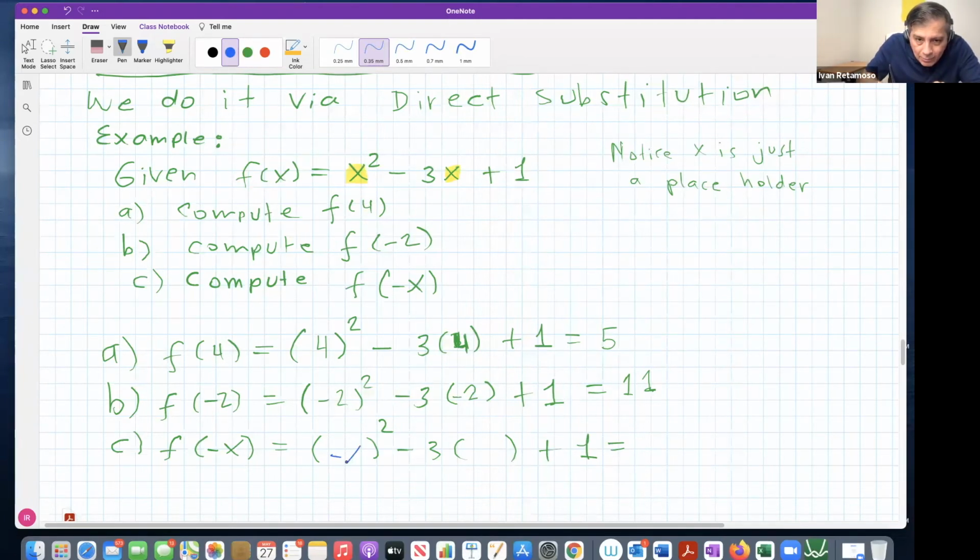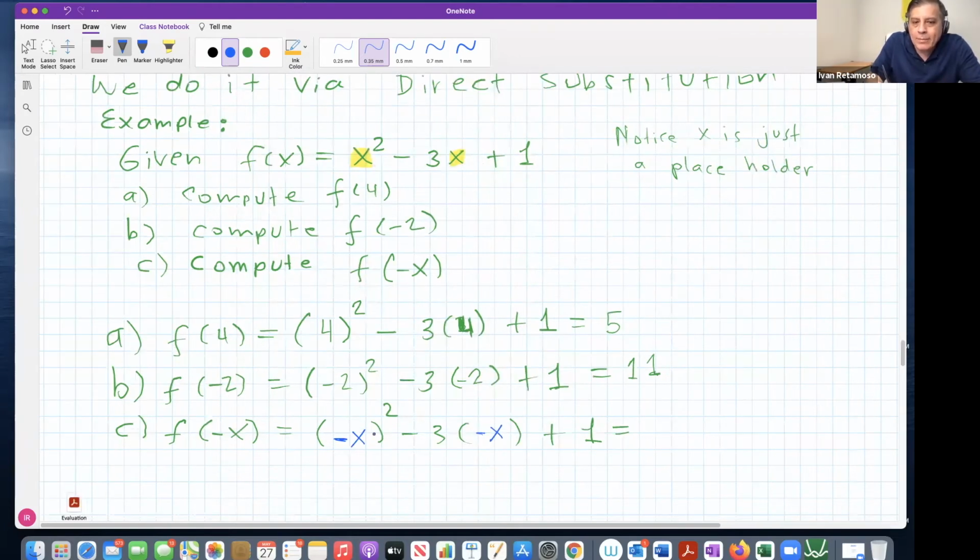So we're going to square minus x here, square minus x, and then -3 should multiply the input again, but the input is minus x, right? So now simply do this. Minus x squared, minus 1 squared is 1, so it's x squared. Simplify: -3 times -x is positive 3x, and plus 1. That's it. This is the answer, okay?